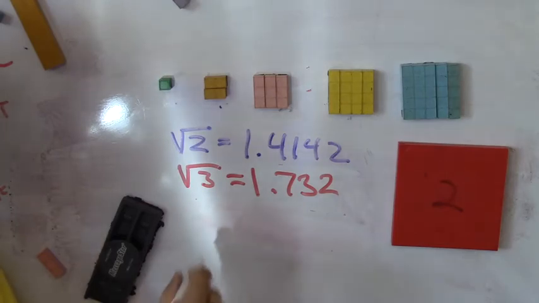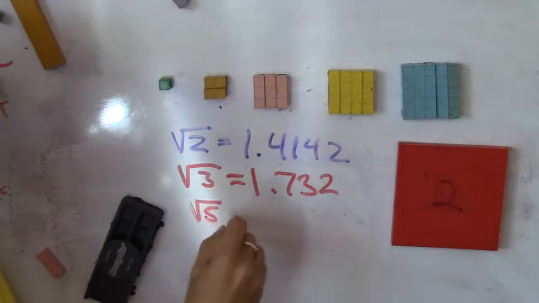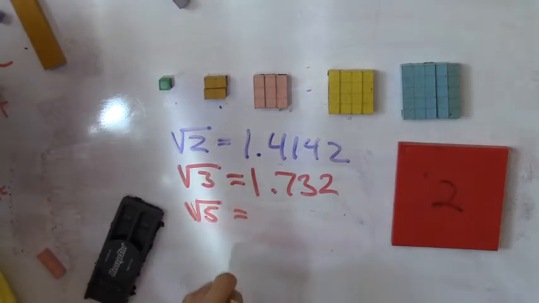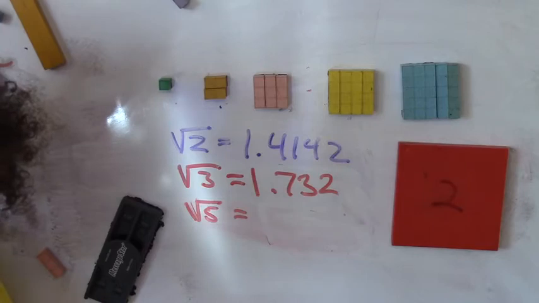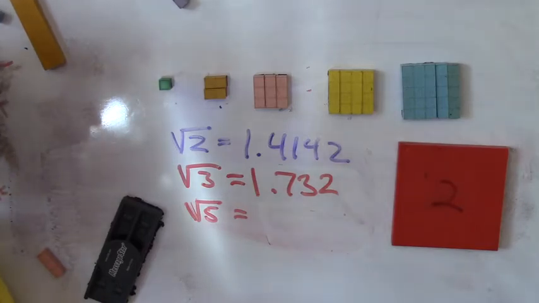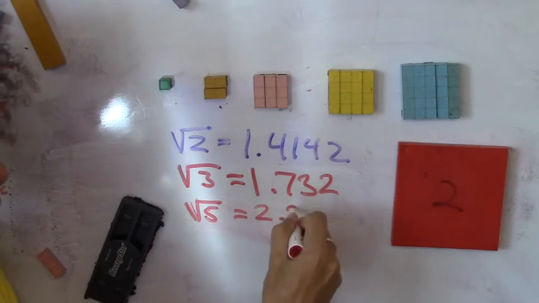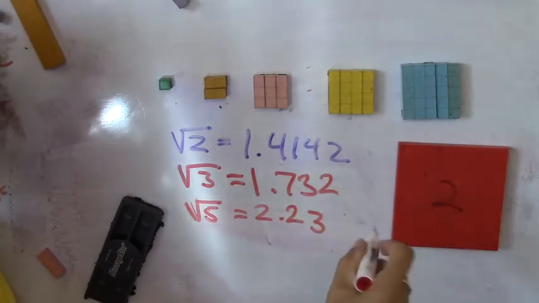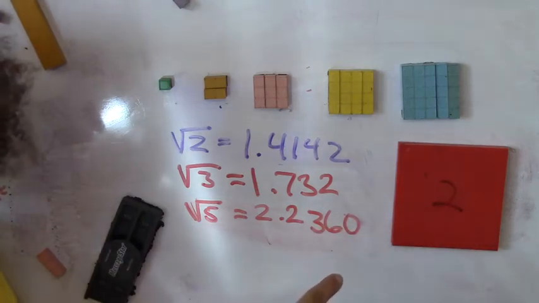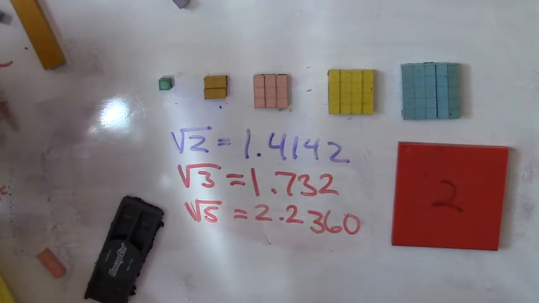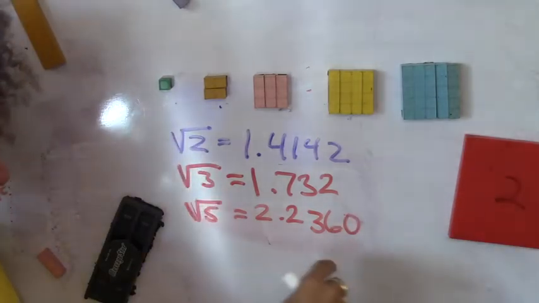Alright, what's the square root of 5? The square root of 5 is 2.23606. That's another one that just keeps going on and on. It's 2.236067977, if I'm looking at the calculator, not my memory.